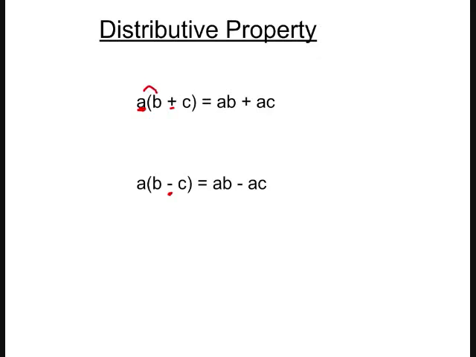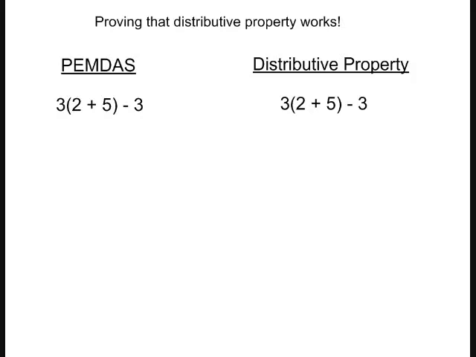And we can multiply A times B to get AB, and A times C to get AC, and they would still be added. Down here, we would have A times B to get AB, and then minus AC. And what this does is it allows us to go ahead and work this out and get rid of the parentheses.